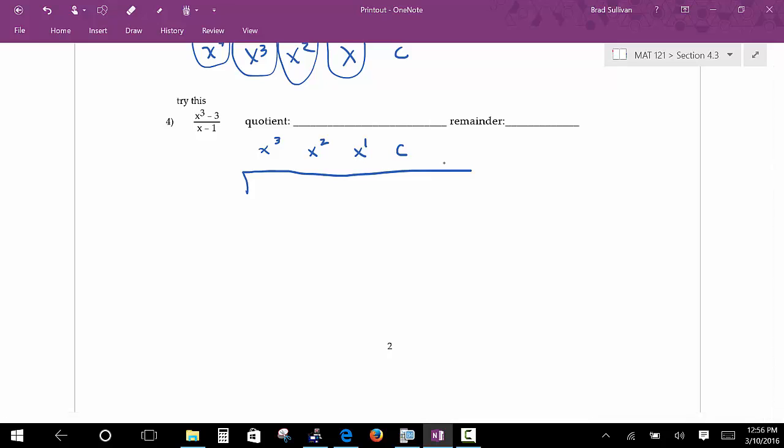I'm using that more as for teaching. So what's the number in front of x to the 3rd? 1. Is there an x to the 2nd in your problem? 0. No, so you've got to put a 0 there. It has to be a placeholder. Is there an x to the 1st in the numerator? No. But there is a constant like that. Okay? Next thing you do is always put the opposite number.